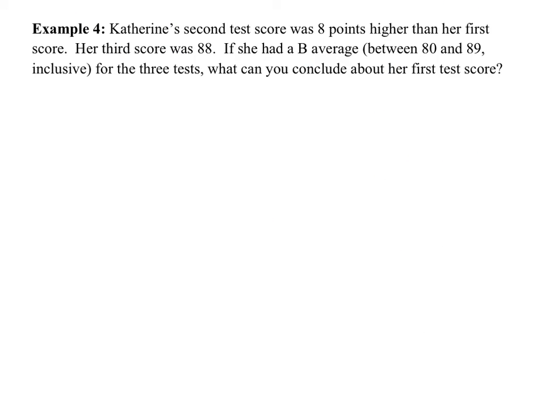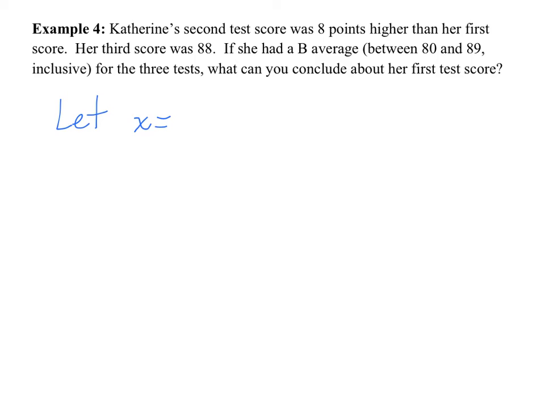Catherine's second test score was 8 points higher than her first test score. Her third score was 88. If she had a B average, which is between 80 and 89, inclusive, keyword, for the three tests, what can you conclude about her first test score? So here's where section 1.8 comes into play, right? Writing out those statements. So give me some let statements in this problem. Give me some let statements.